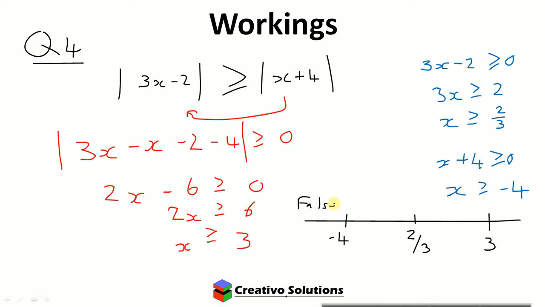Okay, with inequalities, you have to do the test, so that's false. Take any number between these two. Easiest number between negative 4 and 2 over 3, I think is 0. So let's put in 0 here. 0 times 3 is 0, minus 2. 0 plus 4 is 4. Is minus 2 bigger than 4? No, it's false.